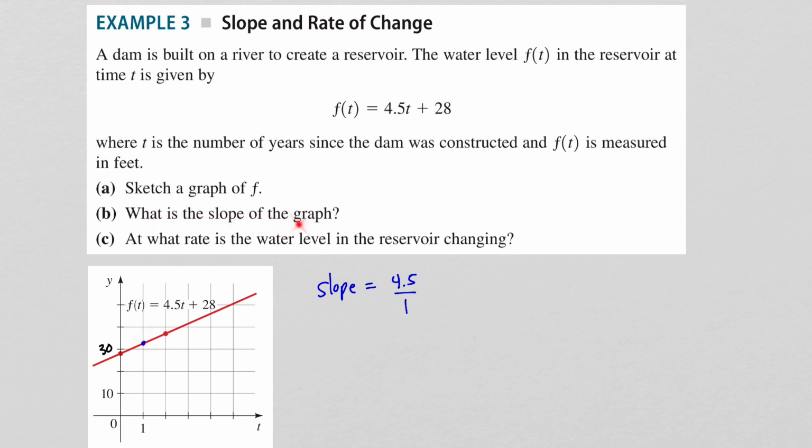So the slope of the graph is 4.5. And at what rate is the water level in the reservoir changing? Well, again, remember, that's the rate of change. And the rate of change is the slope of the graph. So the rate of change is 4.5.